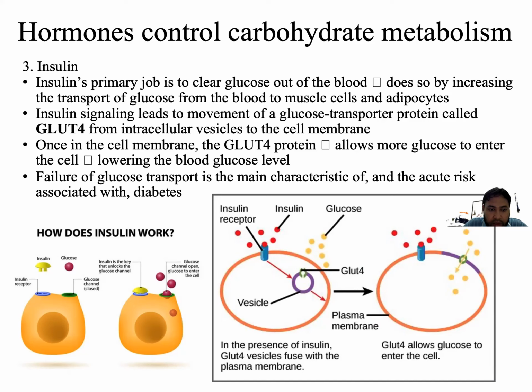But once the yellow one, the insulin, binds to the insulin receptor, they will open another channel. The glucose channel will be open to allow the glucose to enter the cells. All right, so this is the prerequisite. Without the insulin binding to the insulin receptor, there is no way the glucose can enter the cells.